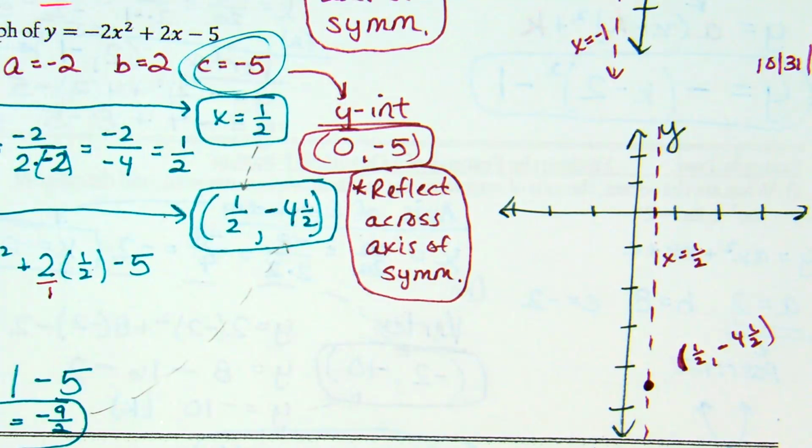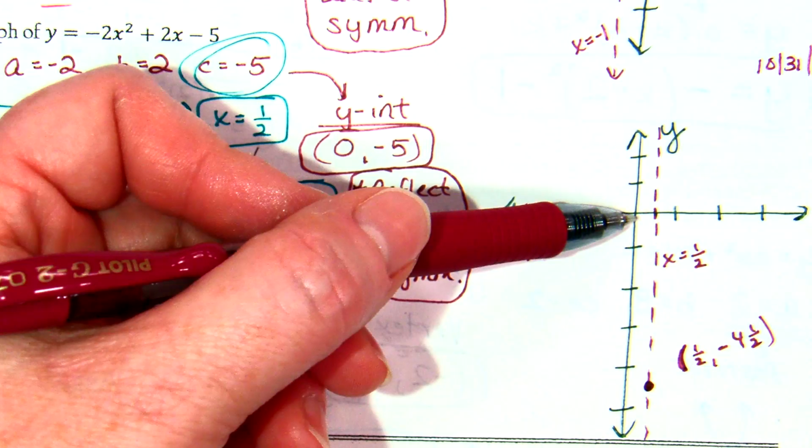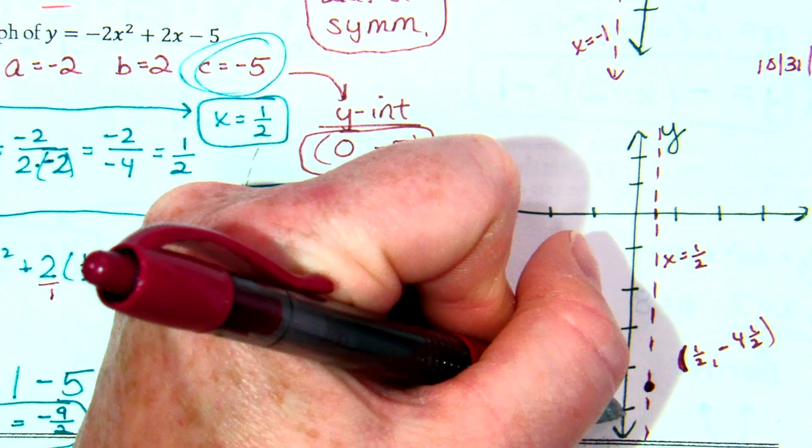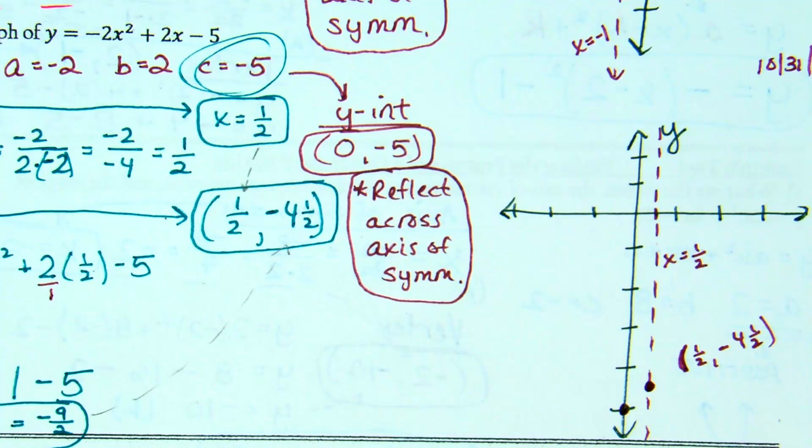The last piece of information I found is my y-intercept. Where's my y-intercept? 0, negative 5. So that means on my y-axis I'm going to go down 5. Okay, it's close to my vertex, which makes sense because it's only half away.